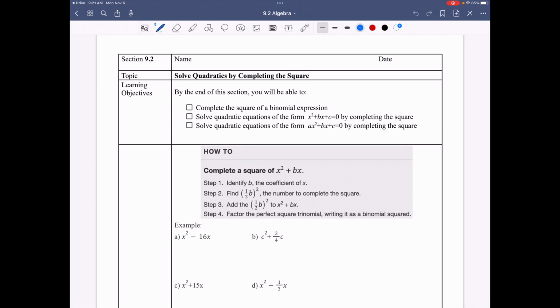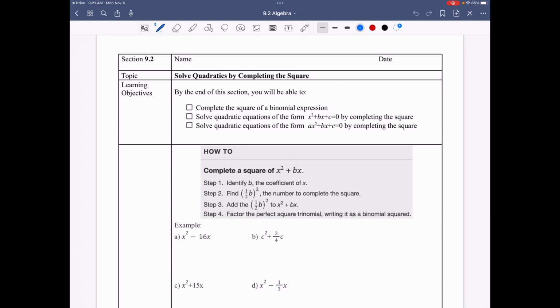This is section 9.2, Solving Quadratics by Completing the Square. By the end of this section, you'll be able to complete the square of a binomial expression, solve quadratic equations of the form x squared plus bx plus c equals 0 by completing the square, and solve quadratic equations of the form ax squared plus bx plus c equals 0 by completing the square.